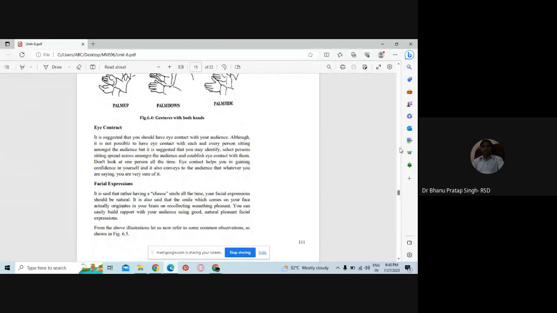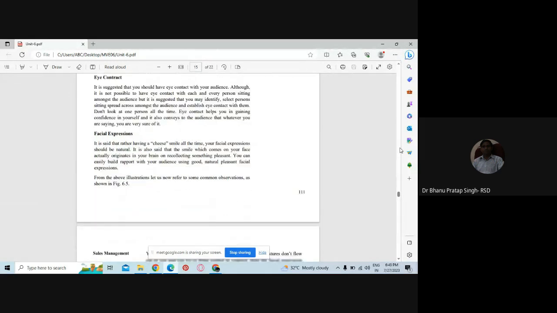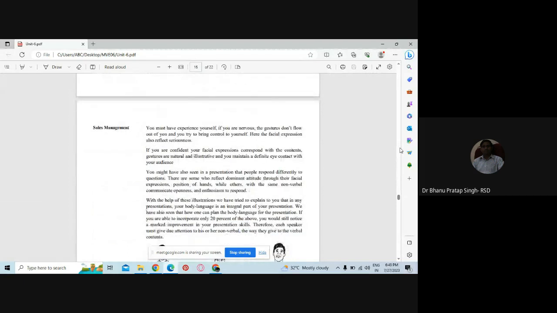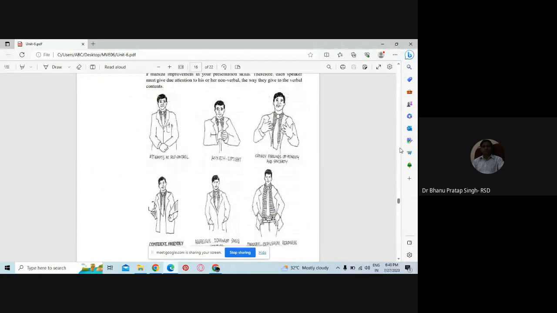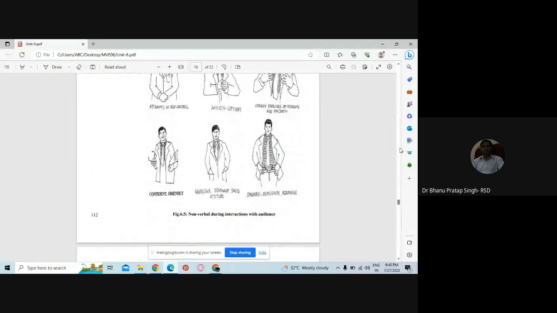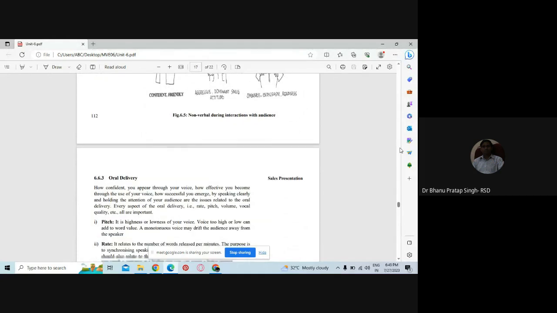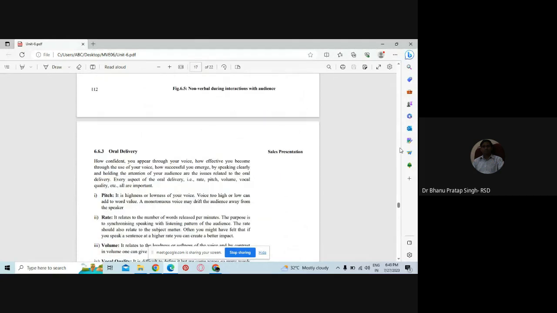There are also eye contact and facial expression. Eye contact and facial expression are also important to deliver the message because they are part of communication. And these are some postures. Oral delivery: it is not that we are using postures only.